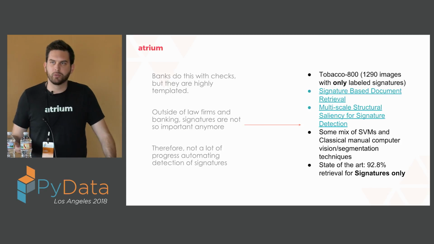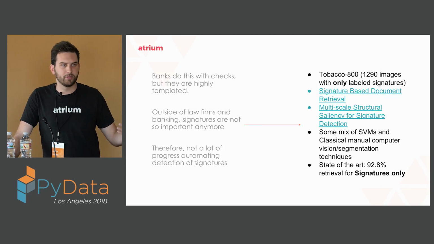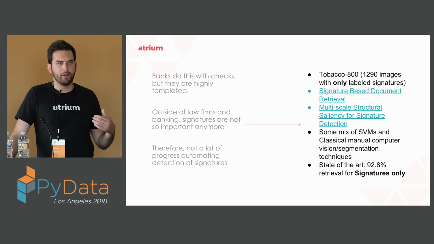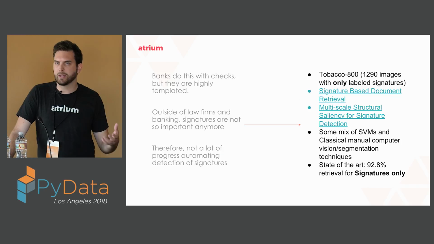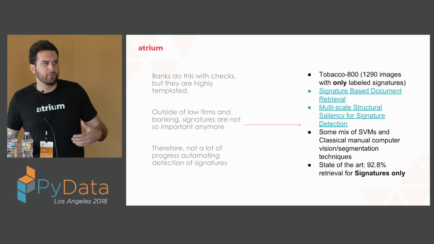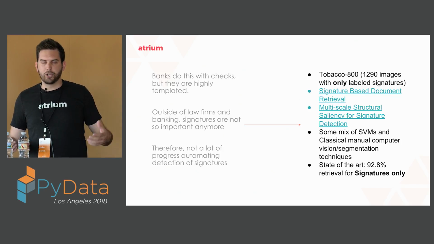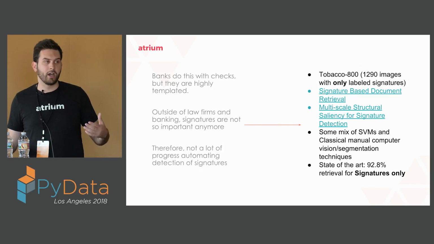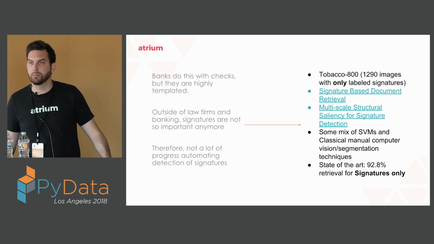And let's go a little bit into the history of signature detection and some of the literature that's out there. So banks do this with checks today, but they're fortunate enough to work on a much more constrained problem. They're usually only ever looking for one signature. The documents are templated. You know where a signature would appear.